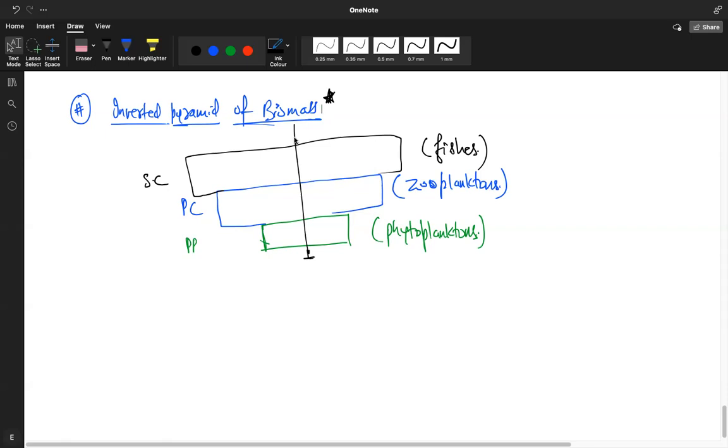So write down, even in aquatic food chains where inverted pyramid of biomass is observed, the pyramid for energy flow will still be upright, as it can never be inverted.